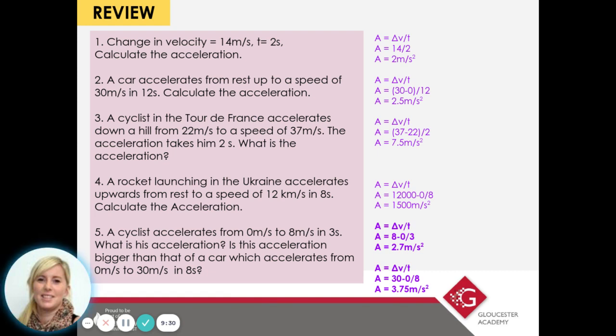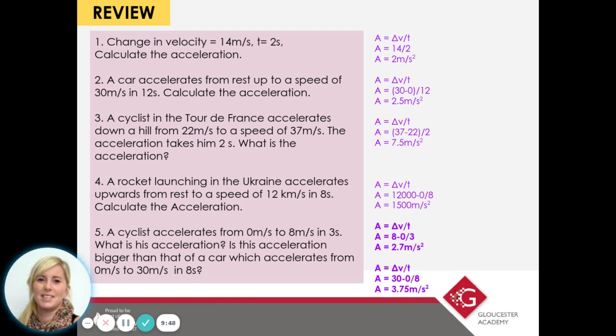So it's that triangle means delta, it means change. The V was for velocity, and then divided by time. And then put your numbers in. So from this question, the change in velocity was given to you as 14 divided by 2. You don't need a calculator for that one.